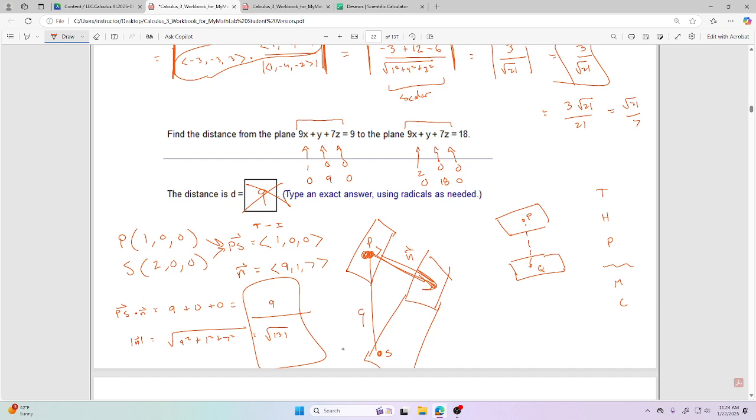So yeah, because like we already knew the 9, so it's just we already know the numerator. We just got to find magnitude of n. We're done.